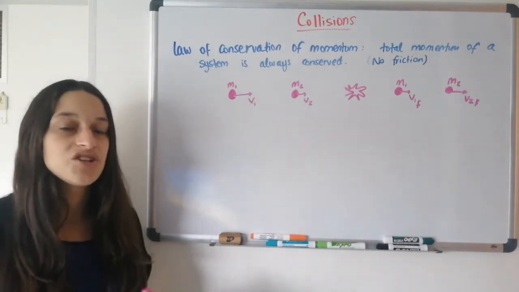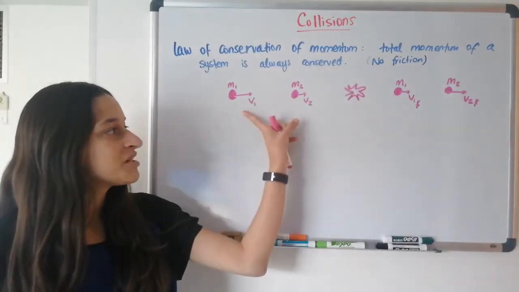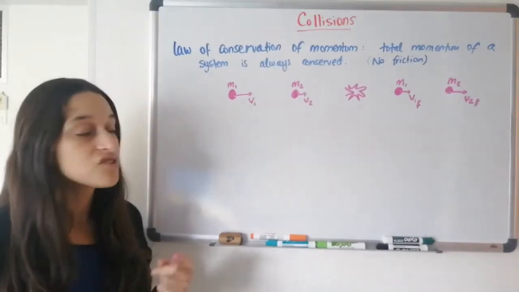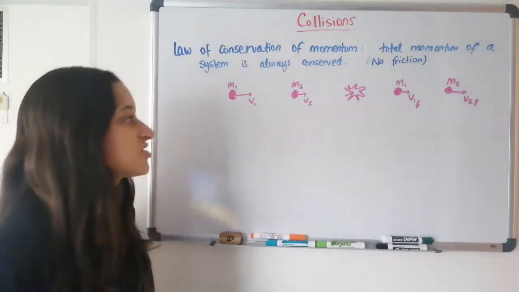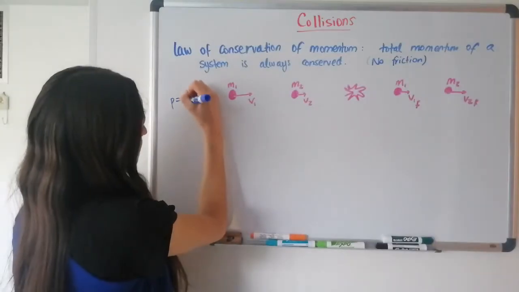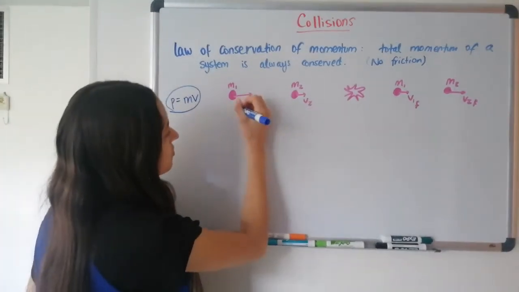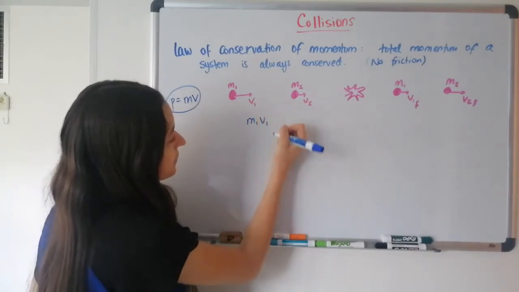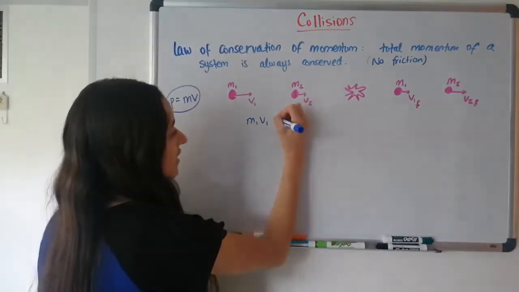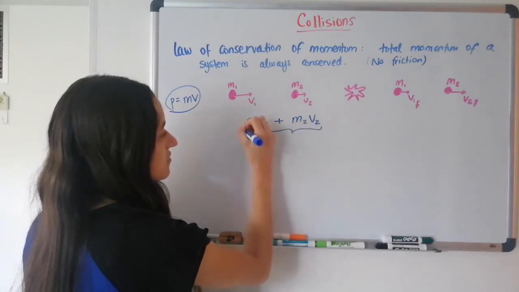But to write this as an equation, we have to calculate the momentum of each, and because it's conserved, the initial momentum of both objects will be the same as the final momentum of both objects as a sum. So this is how this law would look as an equation. Momentum is mass times velocity. Don't forget that. So here the momentum of the first ball is m1v1. The momentum of the second ball is going to be m2v2. So if we add that, m1v1 plus m2v2, we get the total initial momentum of the system.